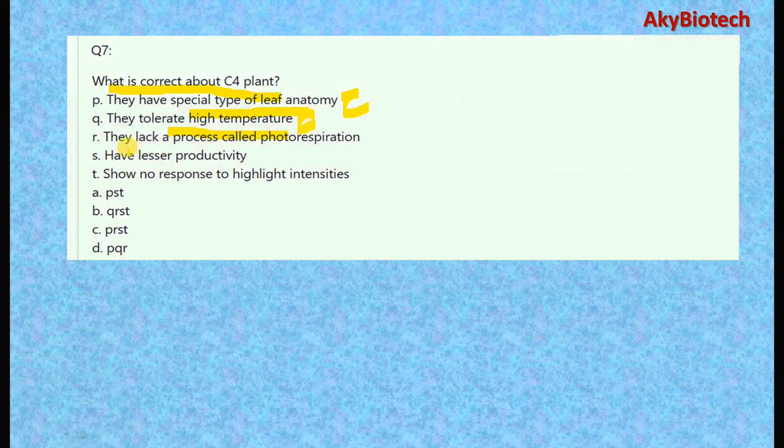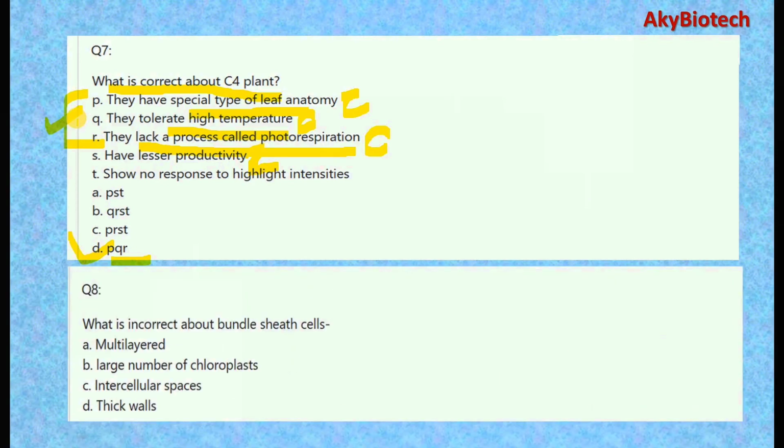Then they tolerate high temperatures. Again, a correct one. They lack a process called photorespiration. Again, a correct option. Have lesser productivity. This is an incorrect option. So the correct one is D, the PQR statements. The first 3 statements are the correct ones related to the C4 plants.